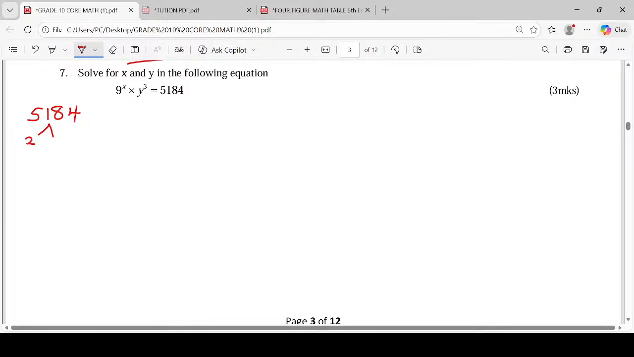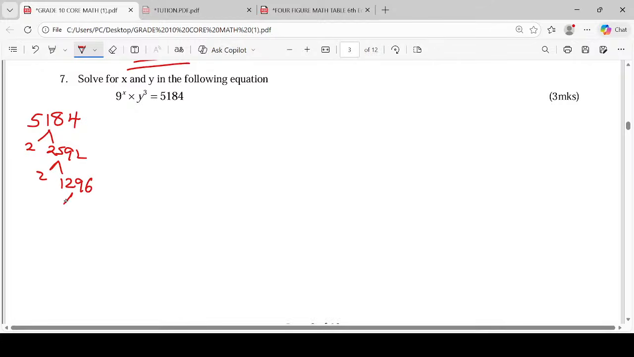So we say, how many times is 5184 divided by 2? This is 2592. Again, we are going to go with the 2. When you divide by 2, this becomes 1296. Again, 2 is dominating, ladies and gentlemen. When you divide by 2, this is 648. Again, by 2, this is 324. By 2 again, 162. By 2, 81.